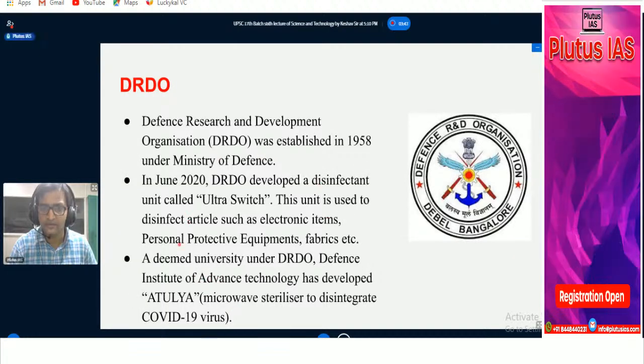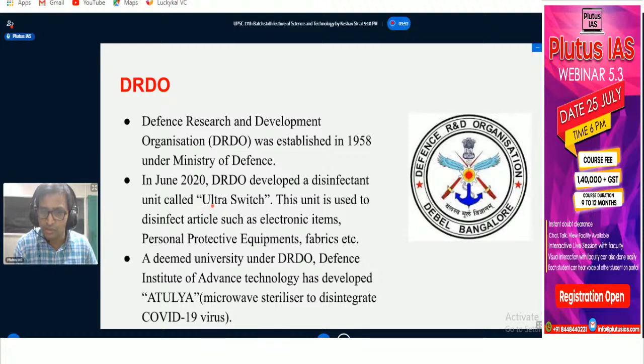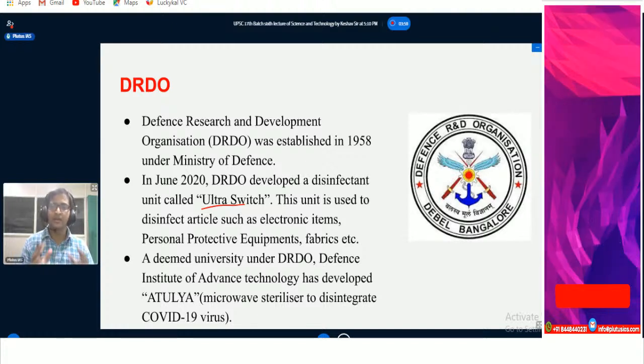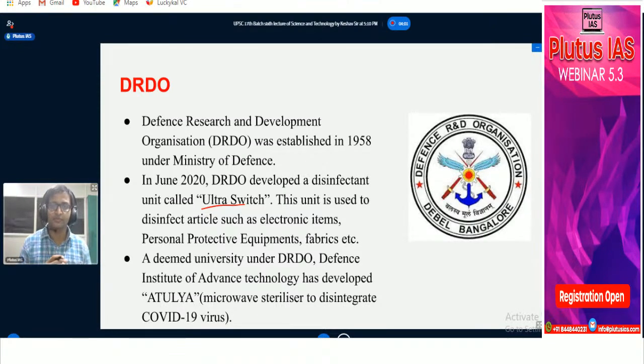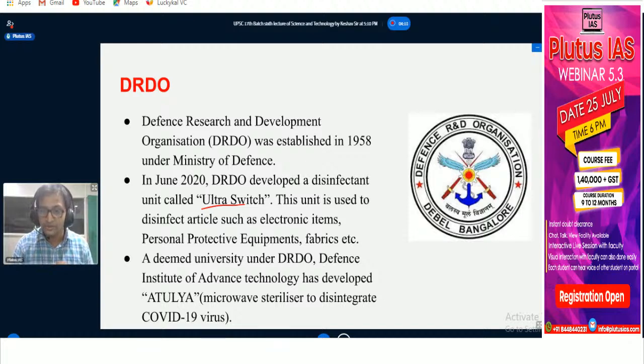I had given this DRDO, Defense Research and Development Organization, and what you have to learn. आपको क्या पढ़ना है DRDO से? तो जो भी DRDO ने नया कोई इन्वेंशन किया है या DRDO का आप करंट अफेयर्स में कुछ भी देखते हैं कि कोई इक्विपमेंट बनाया है या किसी तरह का कोई मेडिसिन डेवलप किया है या कोई वेंटिलेटर डेवलप किया है, तो ये सारी चीजें you have to note and you have to go with the details also.